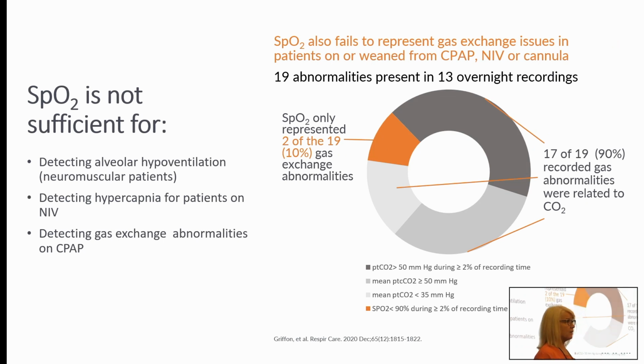This third study focused on gas exchange abnormalities in patients who were on or weaned from CPAP or non-invasive ventilation. And what they found in this study is that there were 19 instances of gas exchange abnormalities, and only 2 of those instances were represented by the patient's oxygen saturation. The other 90% of gas abnormalities was represented by CO2. So what all these studies confirm is that pulse oximetry alone is not sufficient for detecting hypoventilation, particularly in neuromuscular patients, and particularly in patients who are on and weaned from CPAP or non-invasive modes.